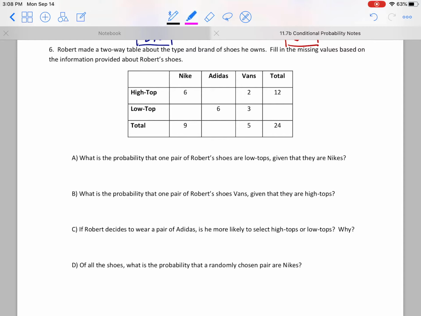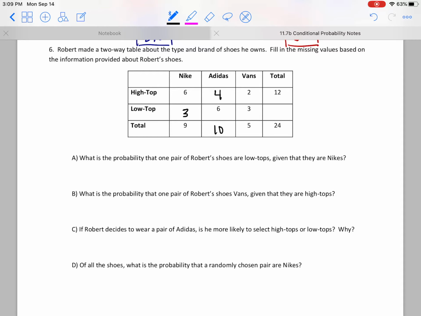So if he has 9 pairs of Nikes and 6 of them were high tops, that means if we subtract those 6 out, there have to be 3 left that are low tops. We can go across this way. So 6 Nikes and 2 Vans, that's 8. 8 taken away from the 12 means there's going to be 4 pairs that have to be Adidas. And then we can add this way. 4 and 6 makes 10 total pairs of Adidas.